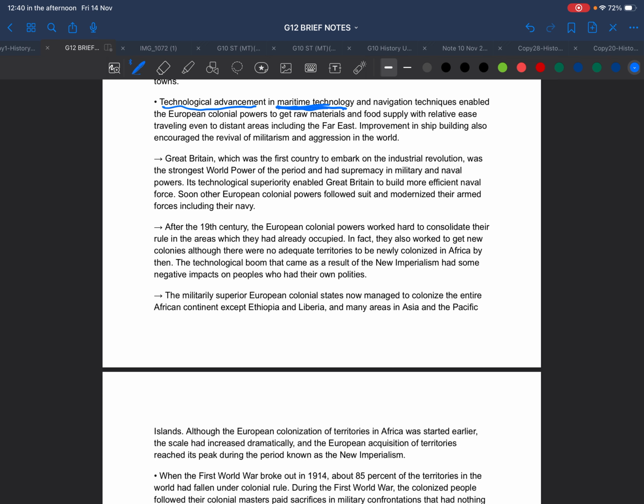Improvement in shipbuilding also encouraged the revival of militarism and aggression in the world. This was very crucial. Shipbuilding that could navigate across the waters of the Mediterranean, the Atlantic, and the Indian Ocean, and reach the Far East, meaning China, encouraged the revival of militarism and aggression. These things led Europeans to revive their militarism and aggression.